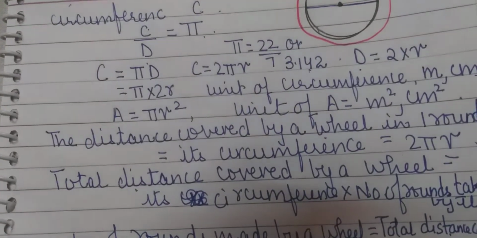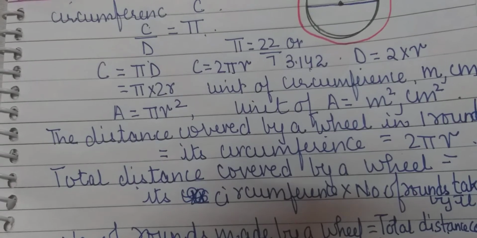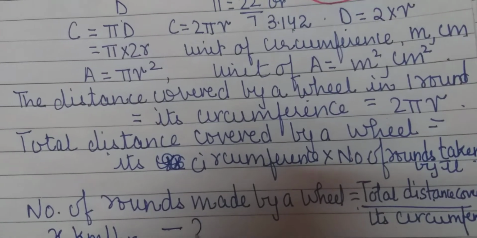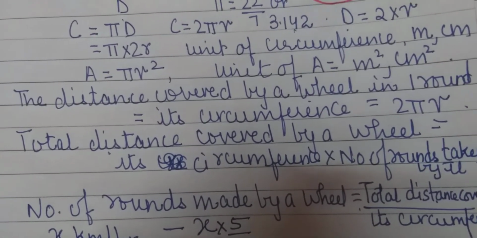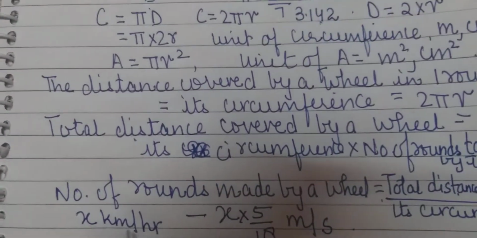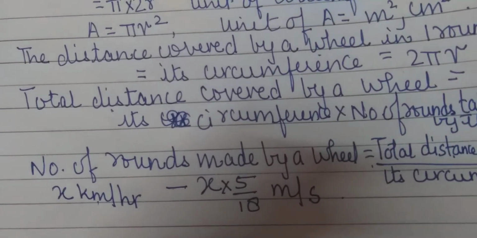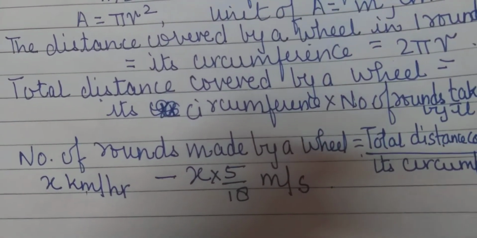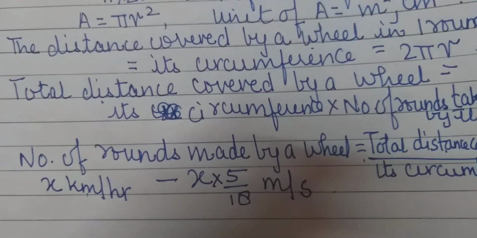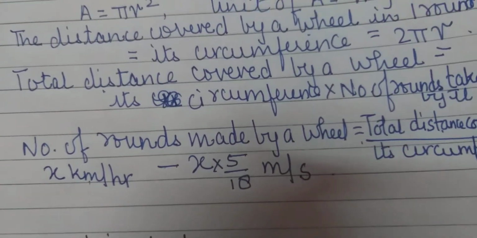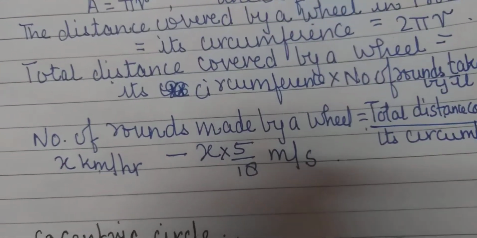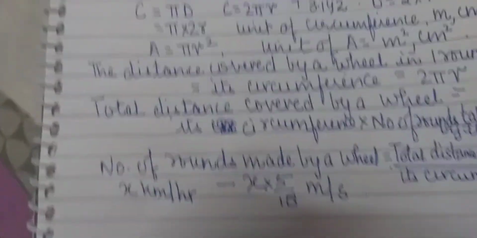Now suppose x kilometer per hour is there, and I want to change this to meter per second. So you will say x into 5 upon 18 meter per second. That will be my answer there. Now why? Because in 1 kilometer there are 1000 meter, and in 1 hour 60 into 60, that makes it 3600 second. So you will divide 1000 upon 3600. So it will come to 5 upon 18.